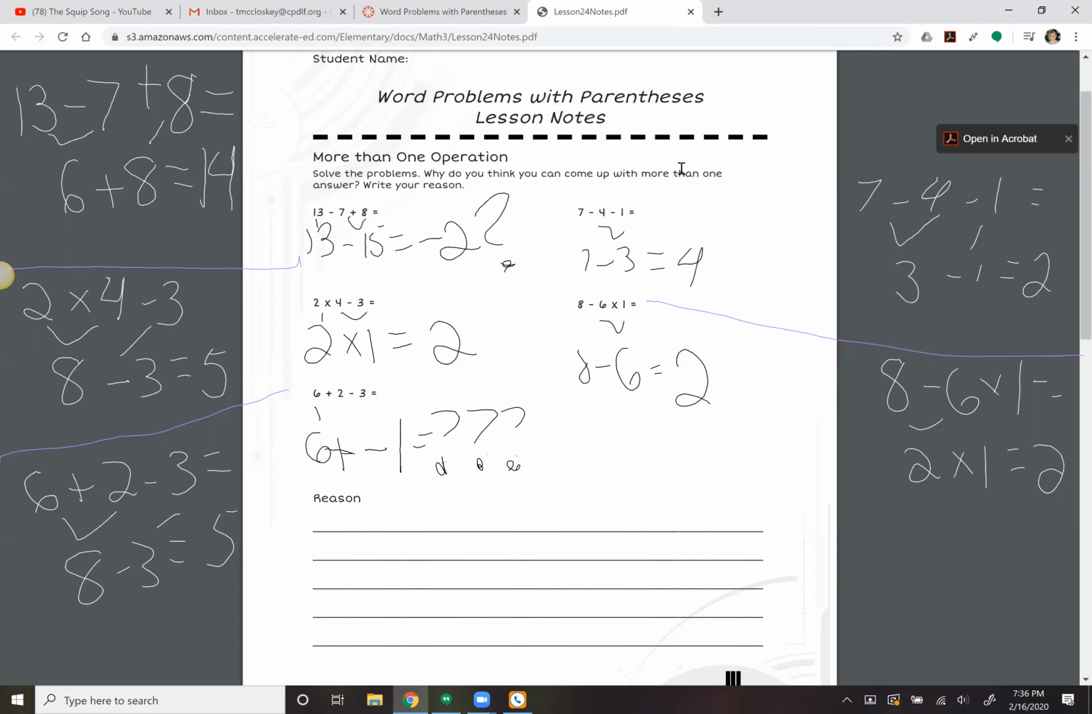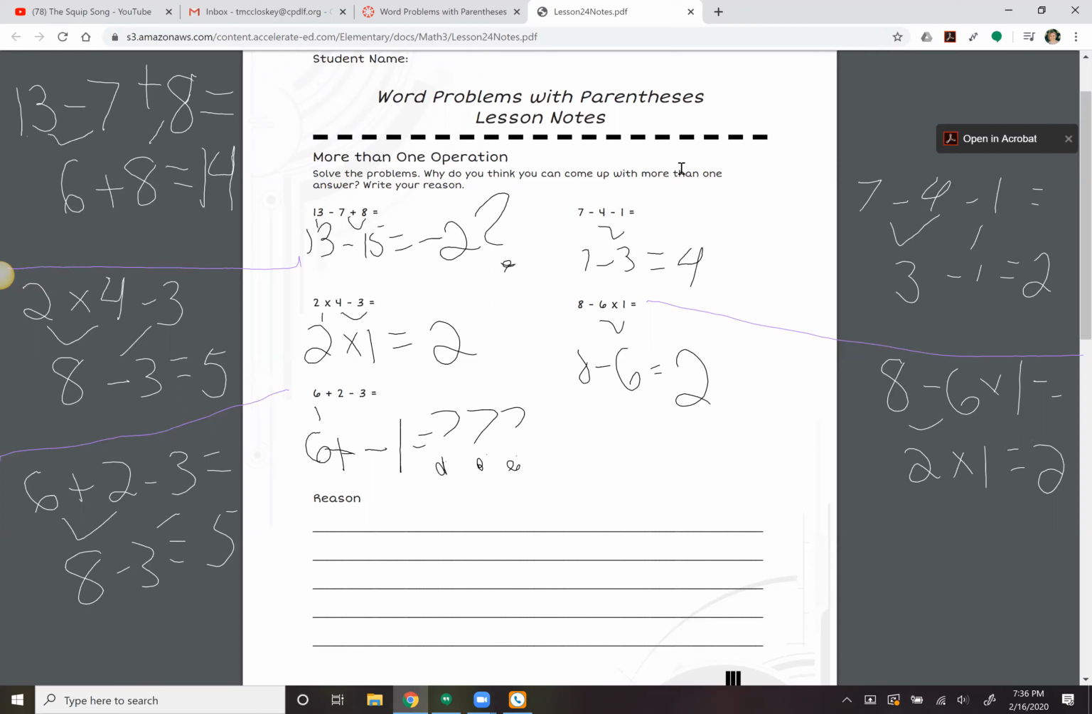So then 7 minus 4 minus 1, I have on the right top over here, 7 minus 4 equals 3 minus 1 equals 2. Or I have 7 minus 4 minus 1, 4 minus 1 equals 3, 7 minus 3 equals 4. Then on the bottom, I have 8 minus 6 times 1. I have 8 minus 6 equals 2 times 1 equals 2. And 8 minus 6 times 1, 6 times 1 equals 6, and 8 minus 6 equals 2. So those two equaled out together.